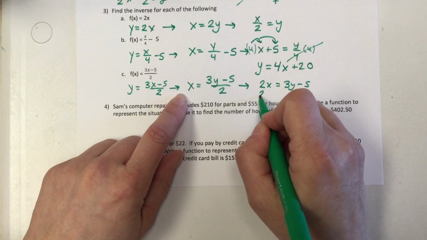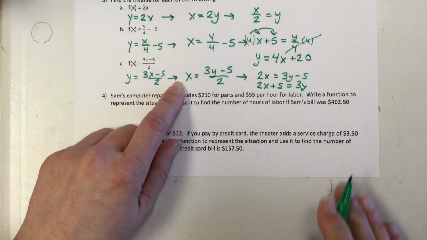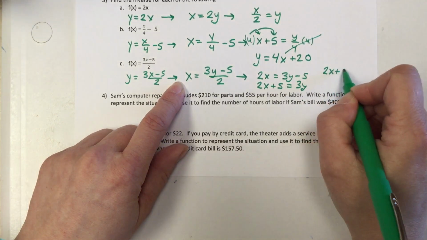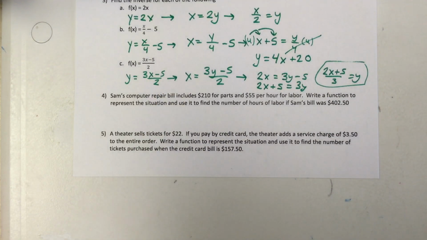So I would add 5. So 2x plus 5 equals 3y. Last step, if I want to isolate y, I have to divide by 3. So I'd have 2x plus 5 over 3 equals y. That is your inverse. Okay.